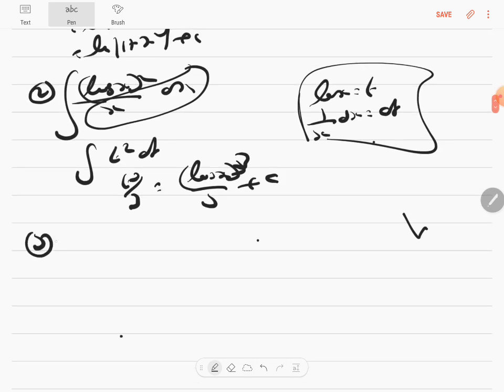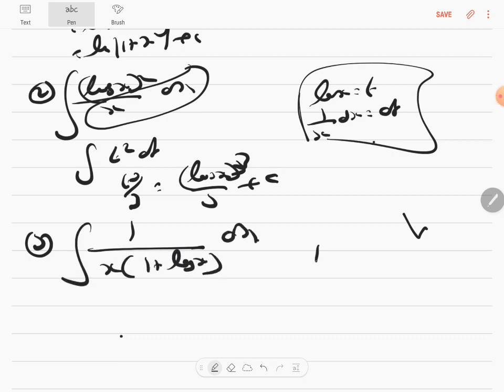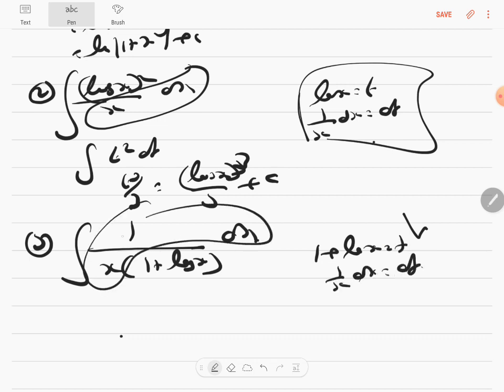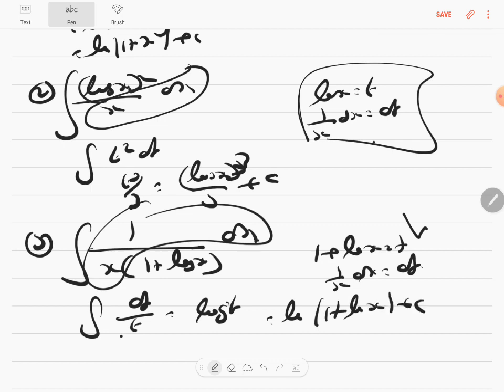So let's go to the third question. 1 by x into 1 plus log x. Just take it out and write it like this. Let 1 plus log x itself be t, so 1 by x into dx becomes dt, and 1 by x and dx is already there. So dt by t, which is log t, which is log of mod of 1 plus log x plus c.